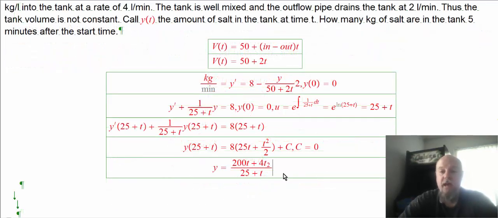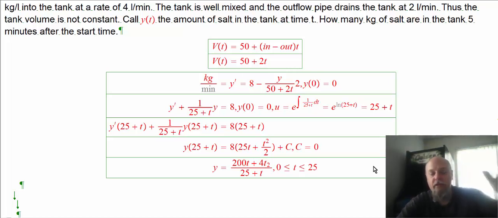There's the amount of salt in the tank at time t. To be perfectly good, we should note to self here that this formula really only works for t's between 0 and 25, because it's a 100-liter tank, and at 25 minutes the tank is full. Remember, it started at 50 and it goes up 2 liters per minute. So I don't know what happens after that. Is there a lid? Does the liquid back up? Does it spill over? We don't know. So our formula is really only good for the first 25 minutes.